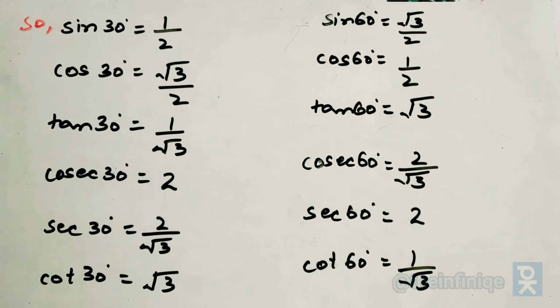So here are the values of trigonometric ratios of angles 30 degree and 60 degree. In our next video we will discuss the other angles, 0 degree and 90 degree.